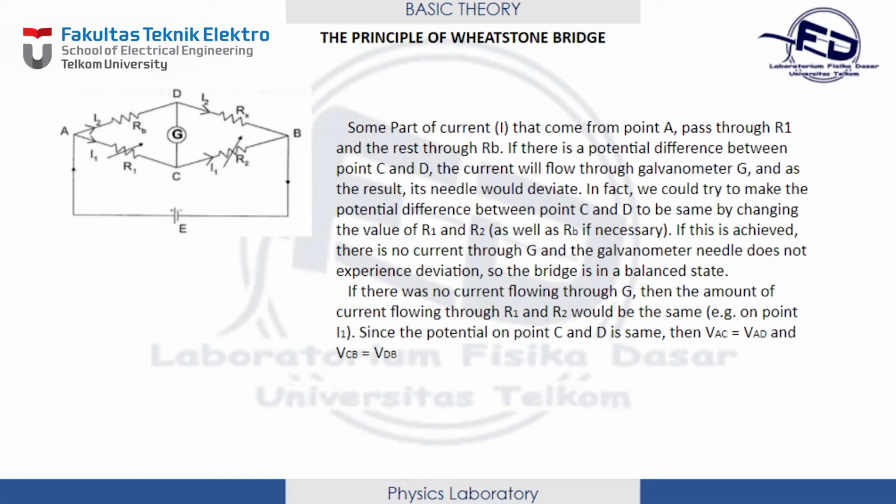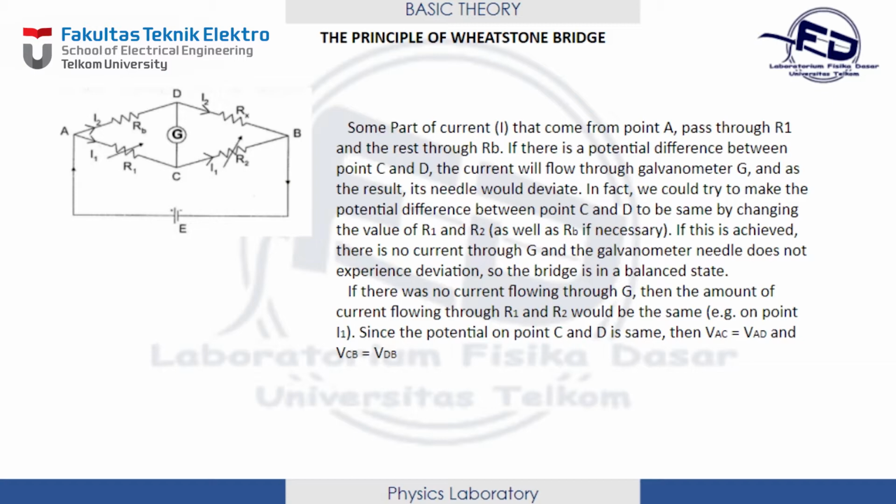Second theory, about the principle of the Wheatstone Bridge. The principle is based on the circuit in the picture. Some part of current I that comes from point A passes through R1 and the rest through R2. If there is a potential difference between points C and D, the current will flow through galvanometer G, and as a result its needle would deflect. In fact, we can try to make the potential difference between points C and D the same by changing the value of R1 and R2.